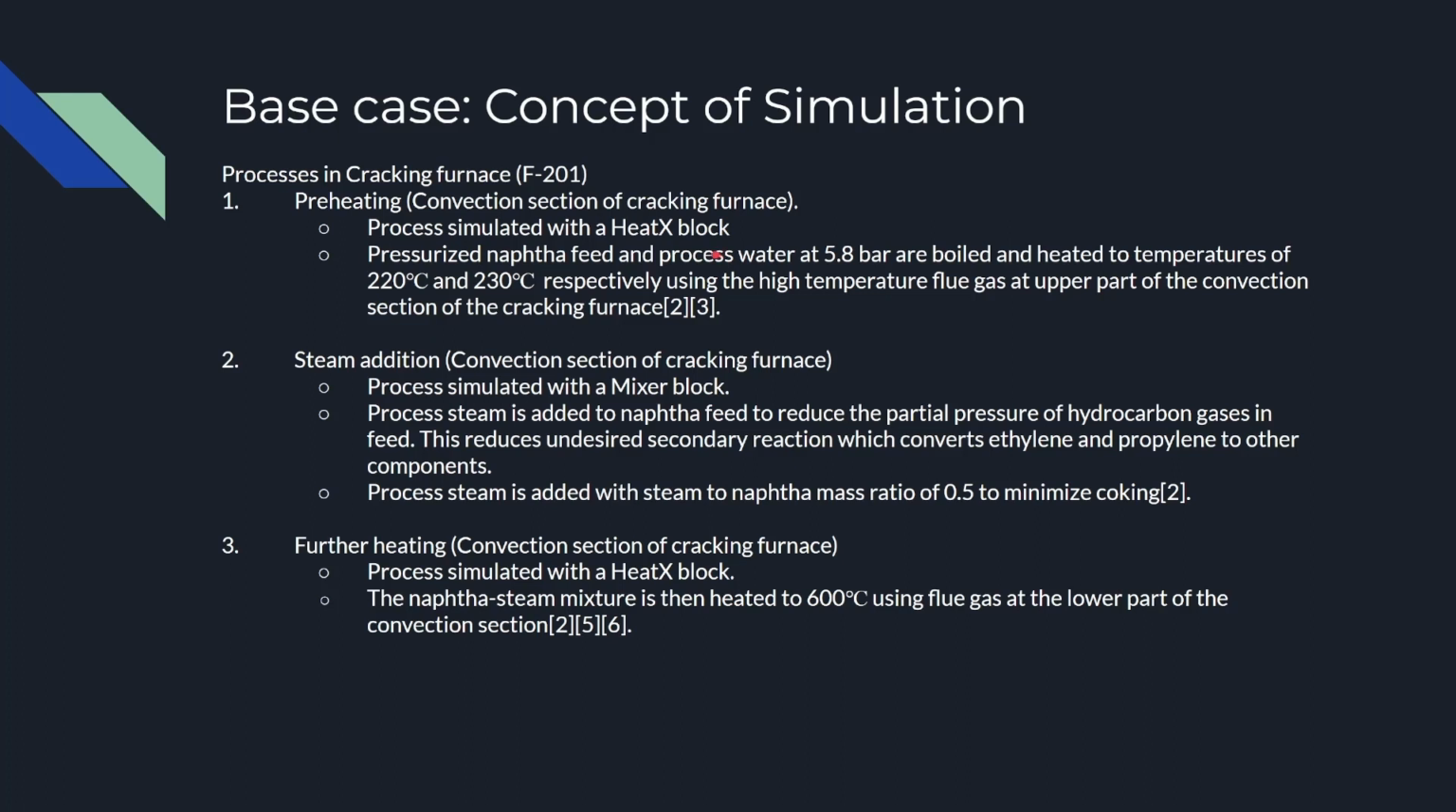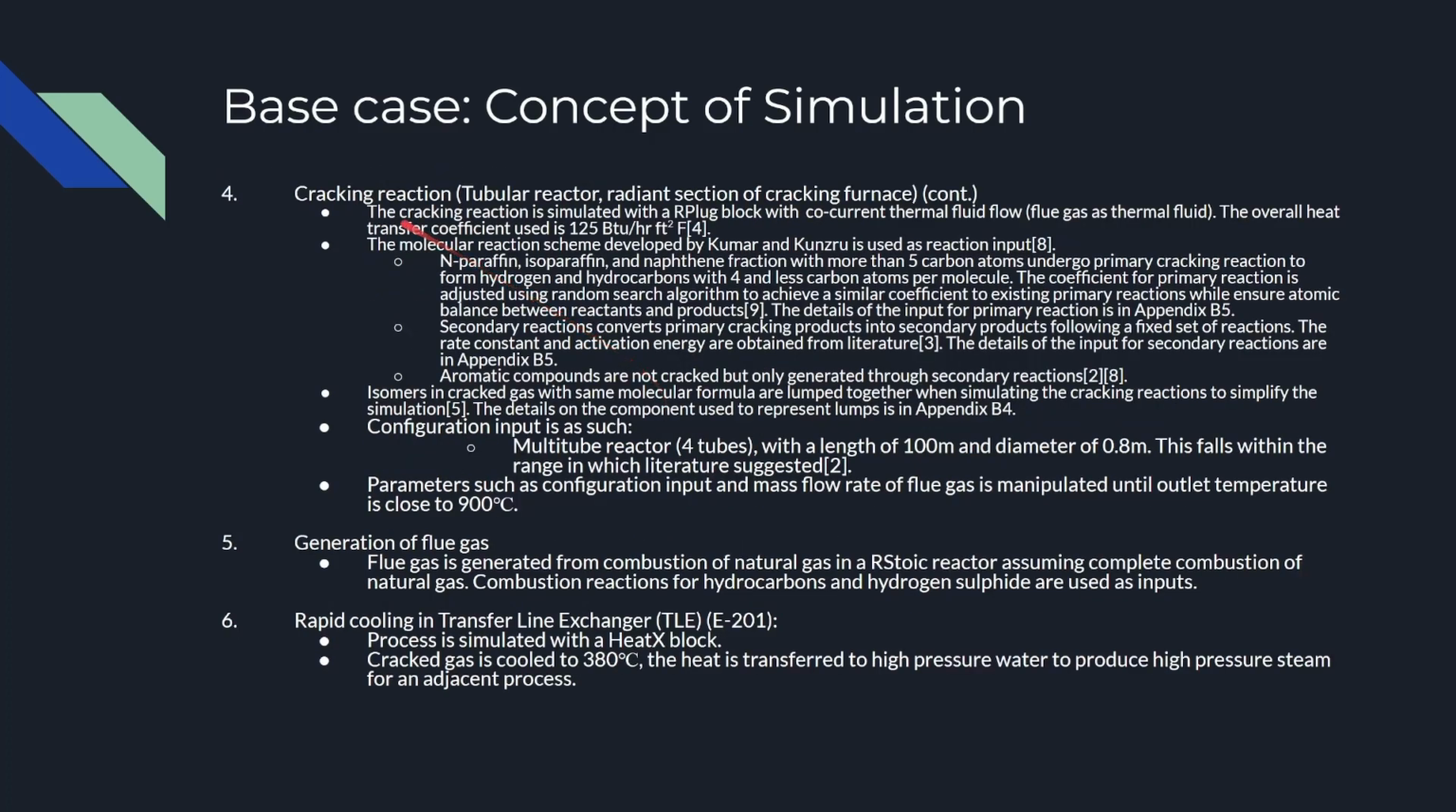In this simulation, the preheating of the feed streams and further heating of the mixed streams in the furnace convection section is simulated using heat exchanger blocks with flue gas from the natural gas combustion as the heat stream. The steam addition into the naphtha feed is simulated using a mixer block, and the cracking reaction is simulated using an R-plug block with co-current thermofluid flow with flue gas as the thermofluid, where the configurations and parameters are shown here.